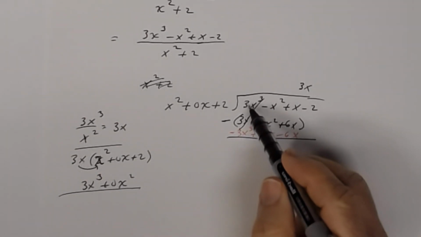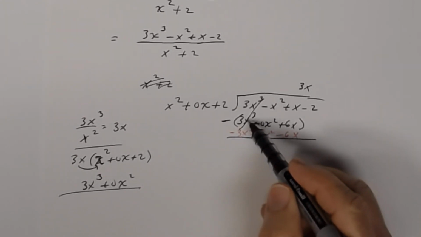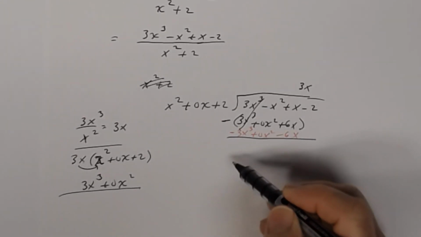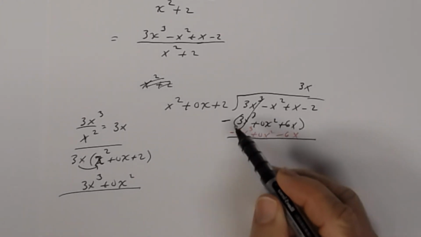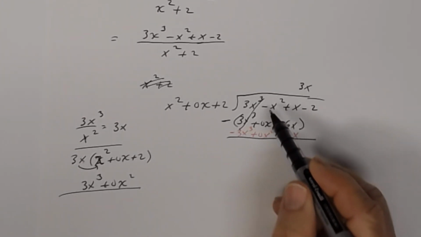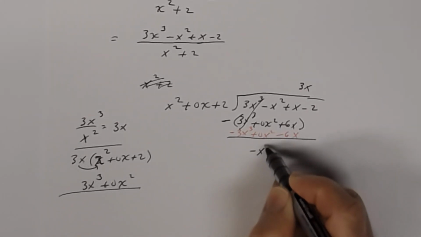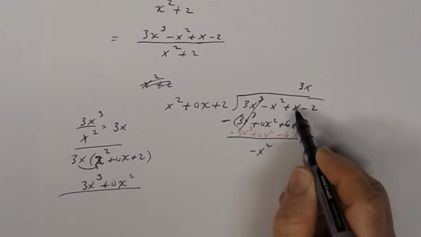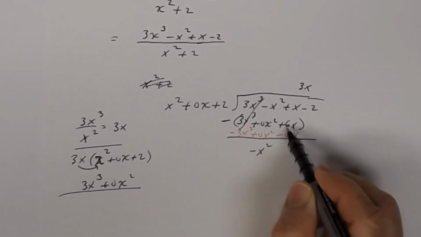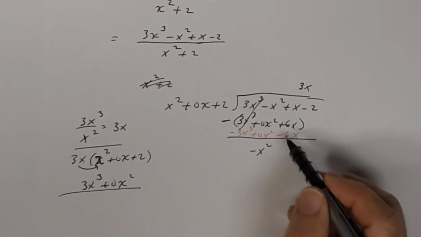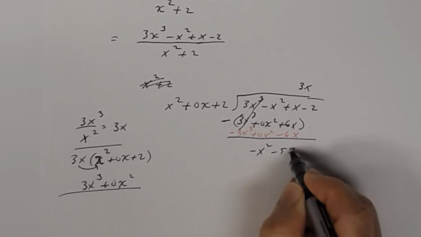And now you'll see 3x squared minus 3x squared is the same thing as saying 3x squared plus a negative 3x squared, which is 0. A negative x squared minus 0x squared is the same thing as saying negative x squared plus 0x squared, which is negative x squared. And then a positive x minus 6x is the same thing as saying x and a negative 6x, which is a negative 5x.